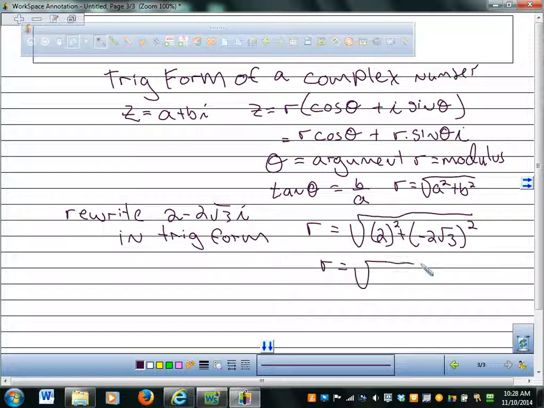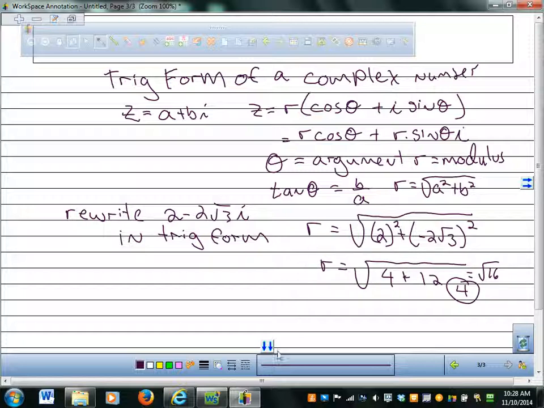What's 2 squared? 4. What's negative 2 root 3 squared? 12. Oh, you're a pretty smart kid, huh? Okay. 12. Do you see where Luke got 12 from? 2 squared is 4. Root 3 squared is 3, right? And 4 times 3 is 12. Then I add them together and I get what? 16. And what's the square root of 16? 4. Okay, so that's 4. So that r value, it's always going to be a positive number, right?